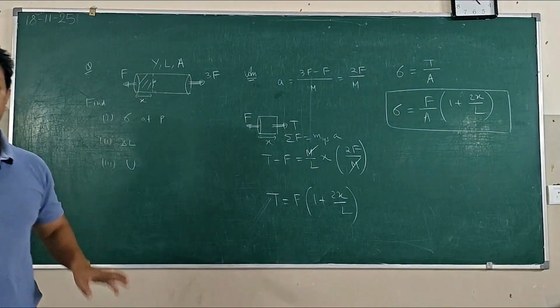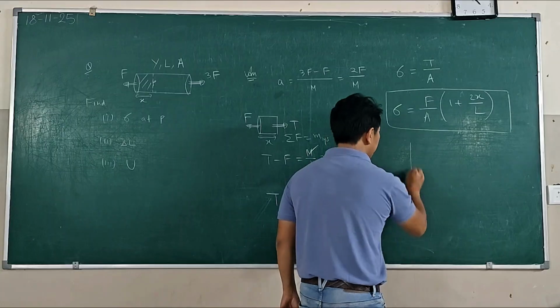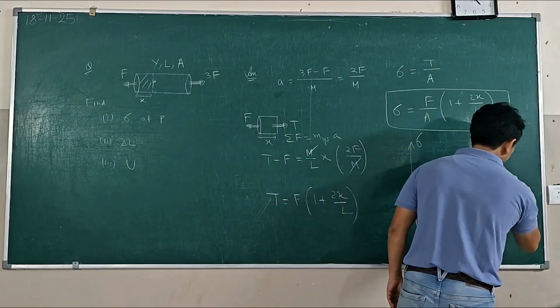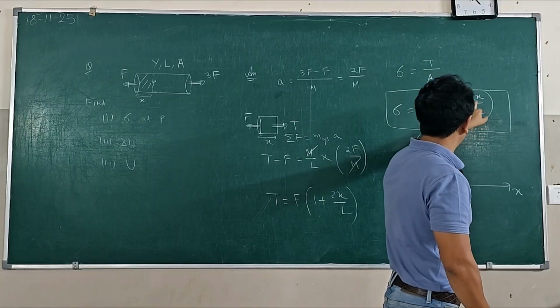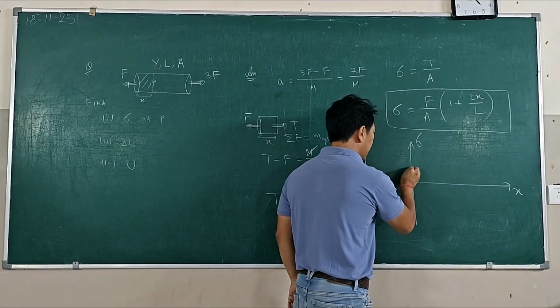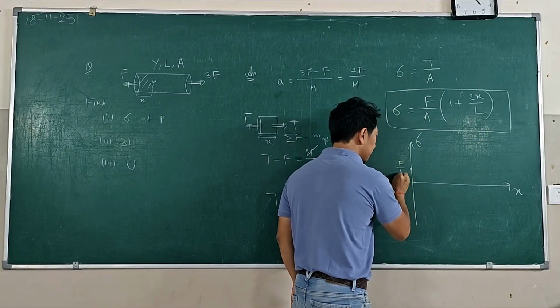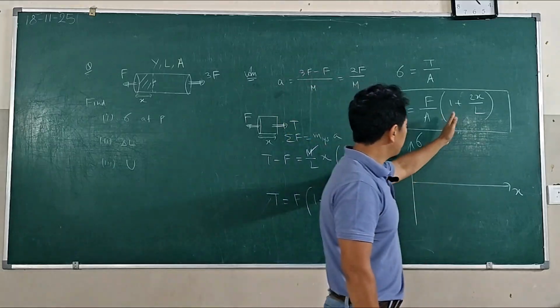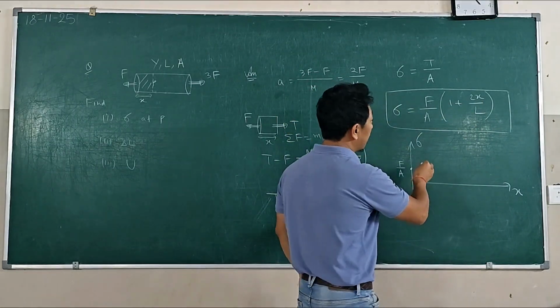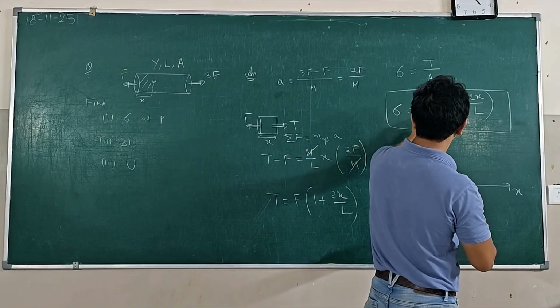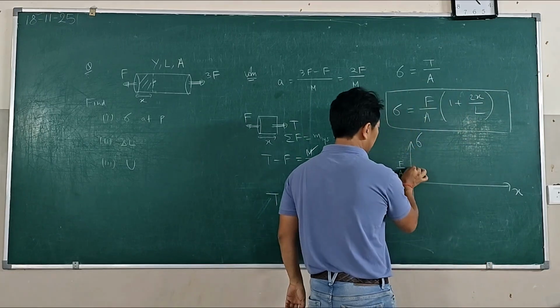Because it has x. Can you plot a graph between stress and distance if they ask? Distance from the left end. Quickly tell me, when x is 0, what is stress? F by A. And when x increases, stress will increase linearly with slope how much? 2F by AL. So the graph will be like this.